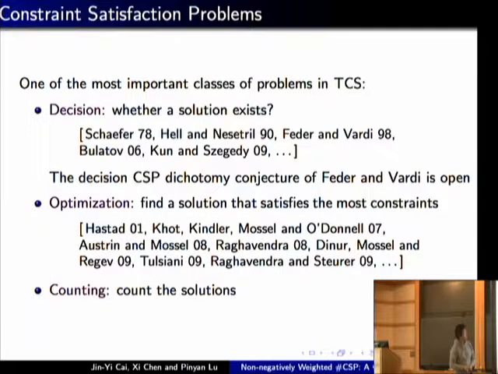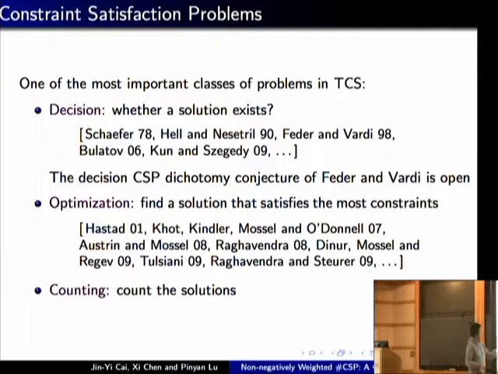And then in 1998, Feder and Vardi made this very nice conjecture on all decision CSP, saying that every problem should be either in polynomial time or NP-hard. And this was proved by Bulatov for domain size 3, but for larger domains, we don't have a proof yet.